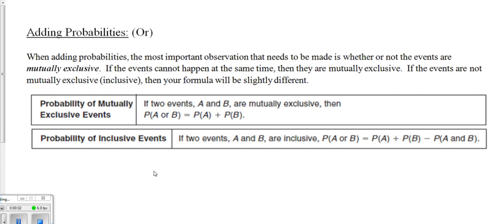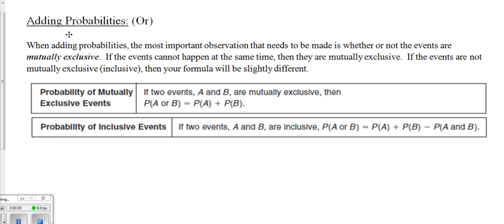Continuing on with our 6.2 lesson, we're looking at general probabilities and trees. We've already looked over the trees a little bit. We're just going over our probability calculations. So this is when we add probabilities. This occurs when we say something like "or."